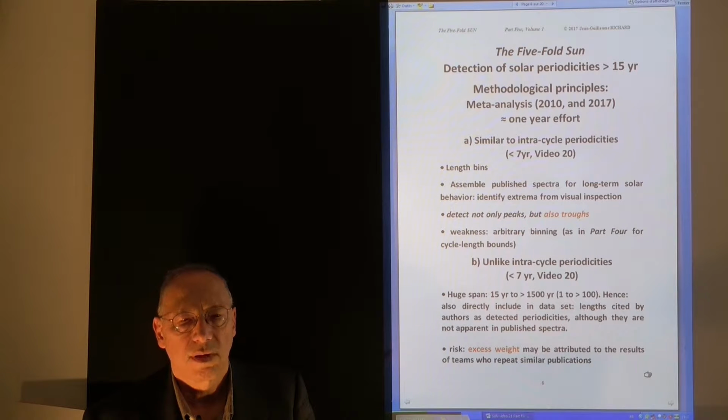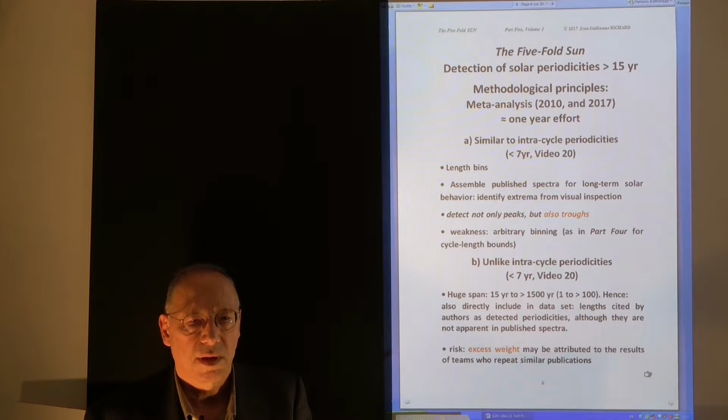So we do not only use the periodicities detected in plotted spectra, but directly from the start we also include the periodicities that are cited by authors explicitly, even though they are not apparent in published plotted spectra. The risk of this approach, but it is inherent to meta-analysis, is that a weight that is excessive might be attributed to the values which are found by teams who repeat similar publications.